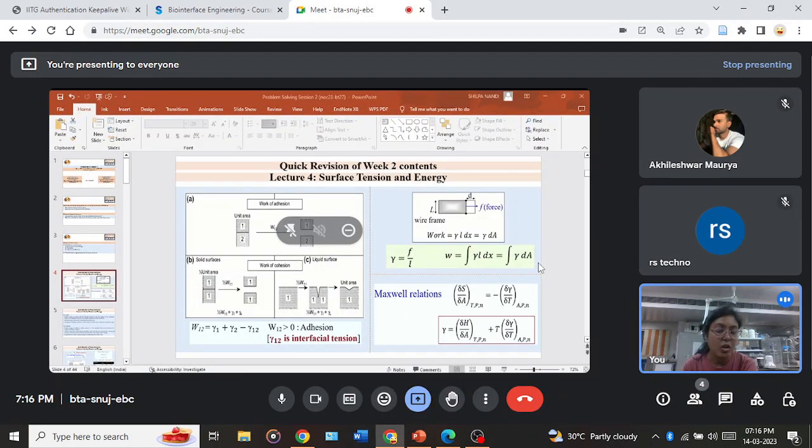So am I audible? If there is any problem during the session, you may always write it down in the chat box or even just unmute yourself. Okay, fine.